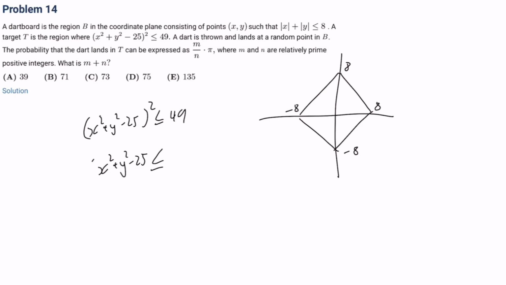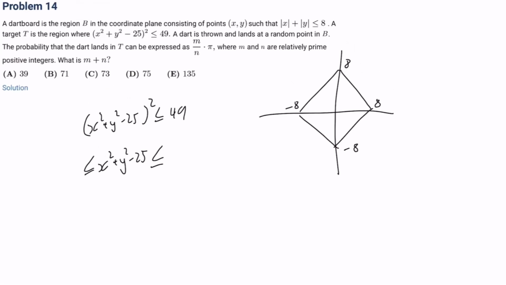And so if we take that squared away, it becomes x squared plus y squared minus 25 is between negative 7 and 7, right? Because 49 is 7 squared, which is also negative 7 squared. And so we can see that x squared plus y squared is between 25 minus 7, which is 18, and 25 plus 7, which is 32. So x squared plus y squared is between 18 and 32.